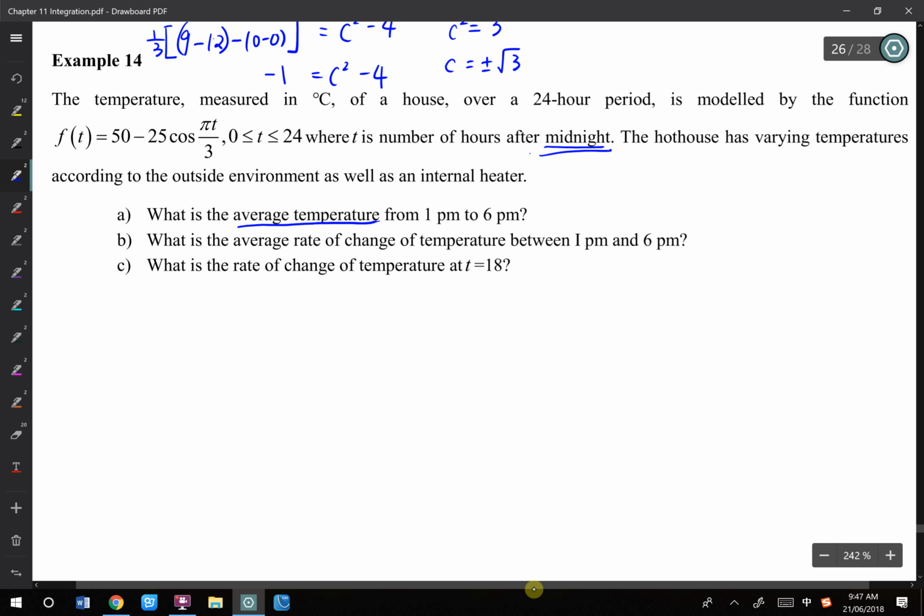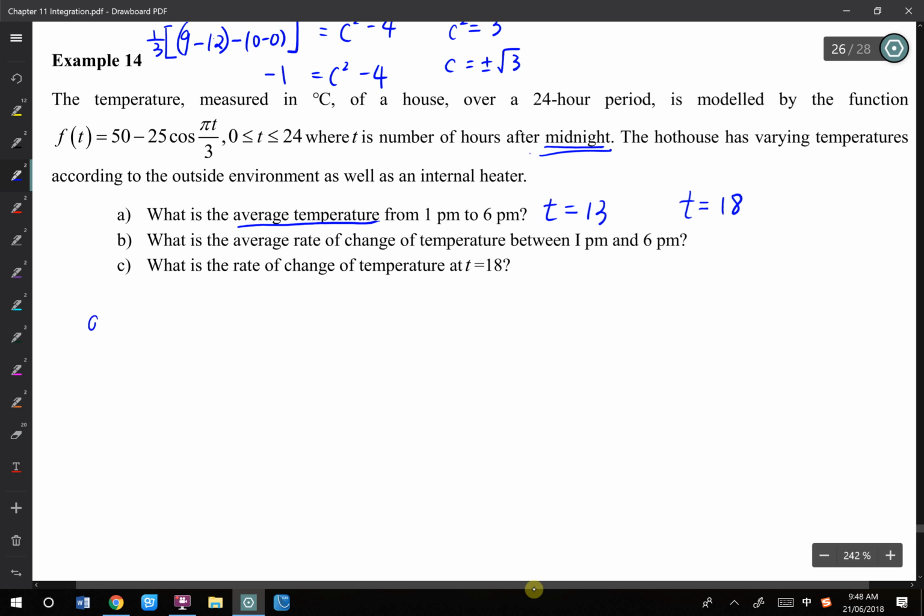So first of all, 1 p.m., T equals to what? 13. And 6 p.m., T equals to 18. Okay, good. So it's actually not in between 1 to 6. It's talking about the average y value in between 13 to 18. Okay, not 1 to 6. It's 13 to 18, because it's the hours after midnight.